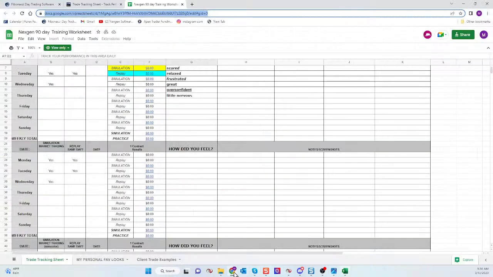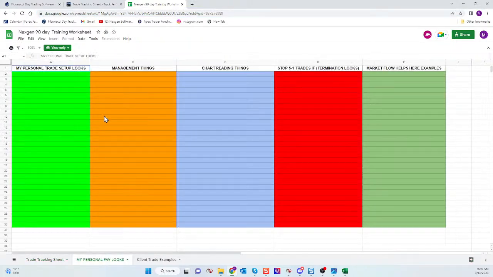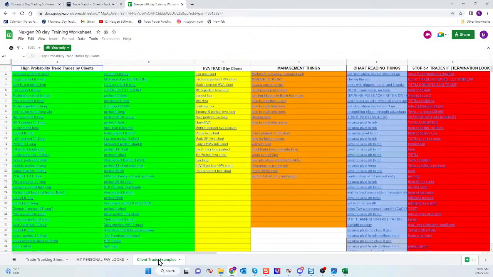The second page are your personal favorite looks. Guys, every time a trade comes together and you take a picture of it, you're going to put it in this green section. Every time your rules are met, you're going to develop, once again, that success through repetition, identifying your best of the best look, and committing it to the spreadsheet so that you can commit it to memory. And then the last page, guys, I've given you 70 pictures of high probability trend trades.